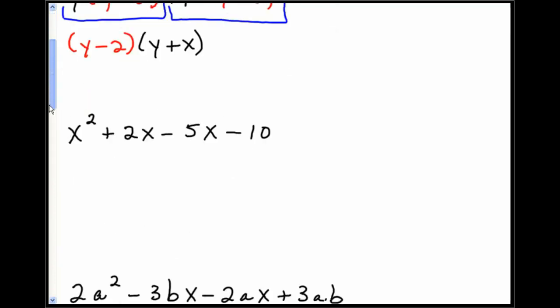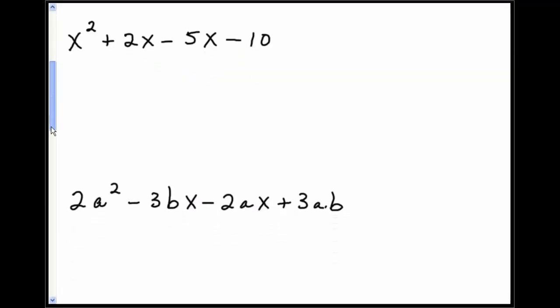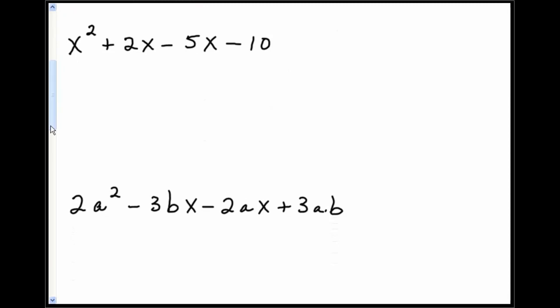All right, next example, again, 4 terms. Is there a greatest common factor in all 4 of those terms? No, there's not. So let's factor by grouping, and again, we'll look at the first 2 terms, then we'll look at the second 2 terms. Greatest common factor in the first 2 terms is an x. What's left over? An x plus 2.